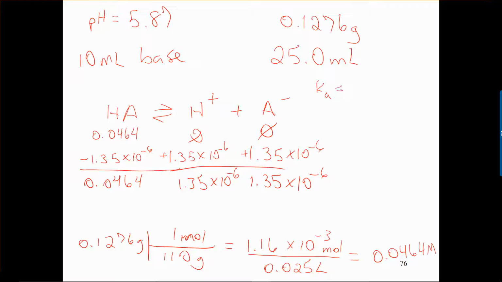Ka equals 1.35 times 10 to the negative 6 squared over 0.0464. Products over reactants. So what is my Ka? 3.93 times 10 to the negative 1. Okay, so this is a terrible acid.